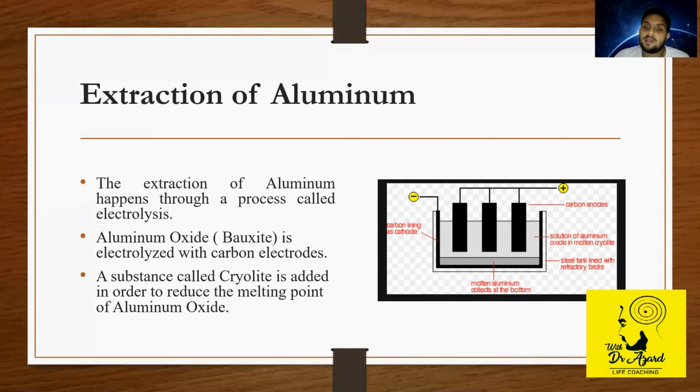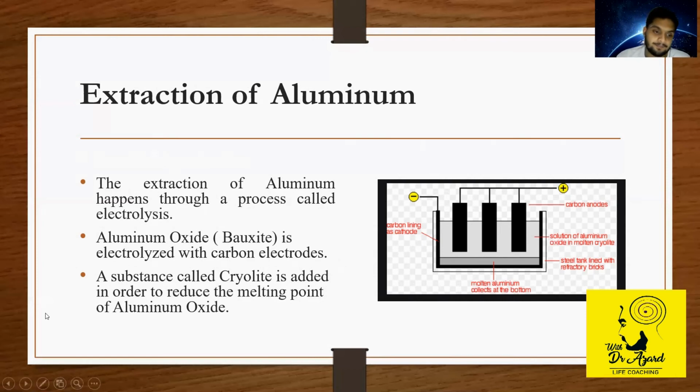Okay, but into this vessel we also add another substance called cryolite. Why do we use this cryolite? It is because this aluminium oxide has a very high melting point. So cryolite reduces the melting point, and it makes this process more efficient for us.